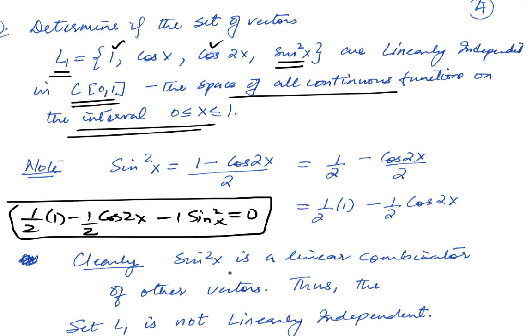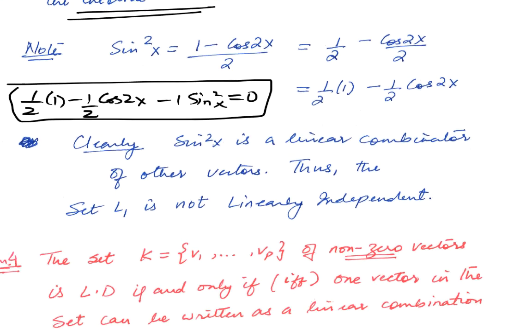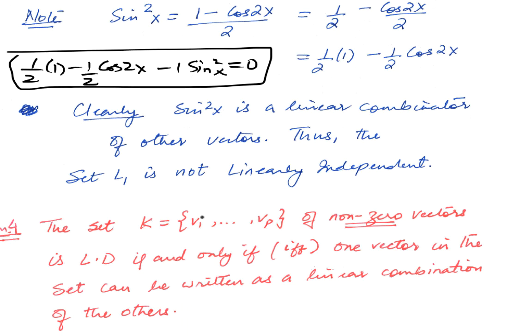So that goes back to things we have learned earlier. The set of non-zero vectors is linearly dependent if and only if even one vector, like here sine squared x, can be written as a linear combination of the others. I'm saying non-zero because if it's a zero vector, it's automatically linearly dependent.